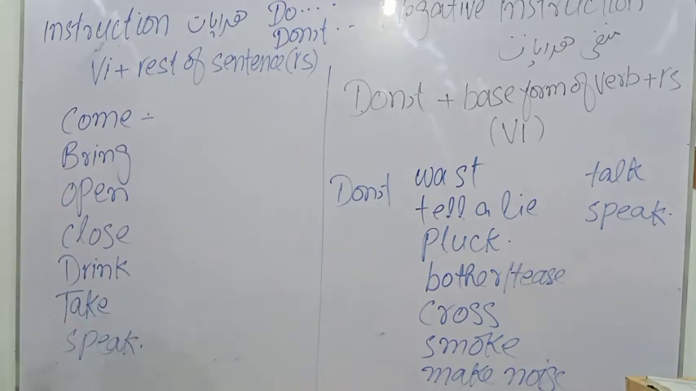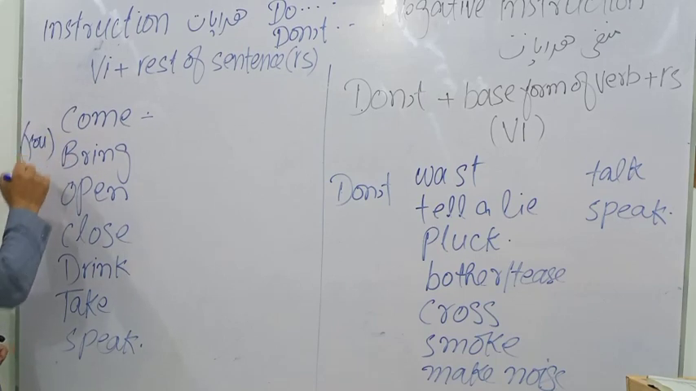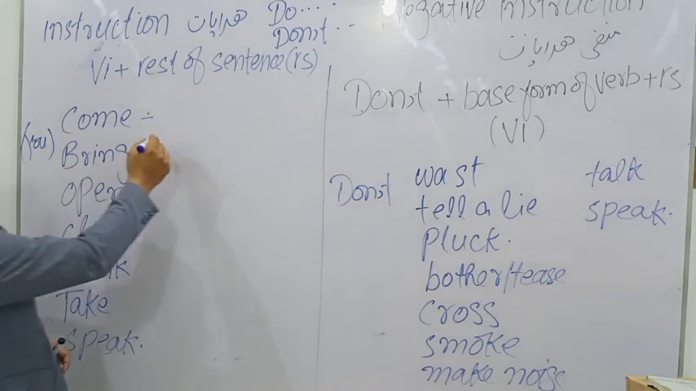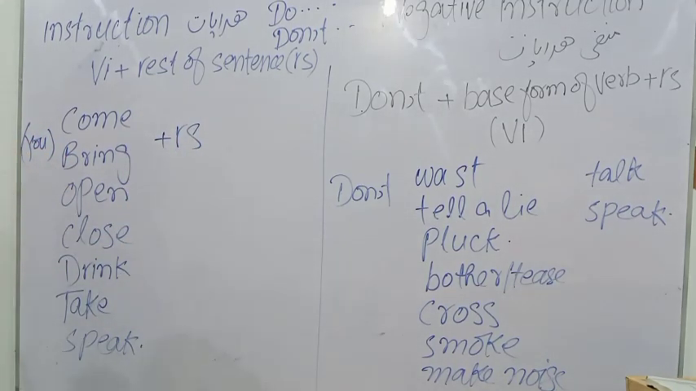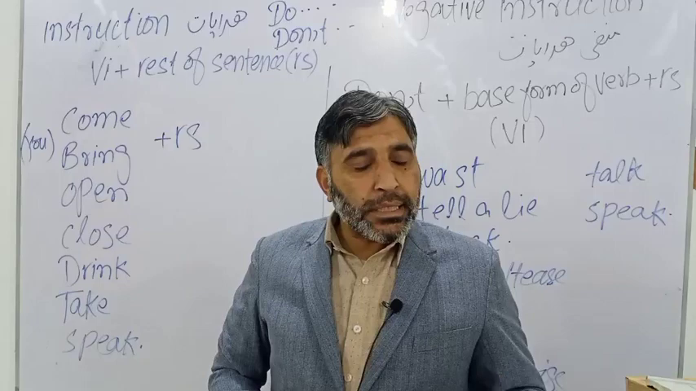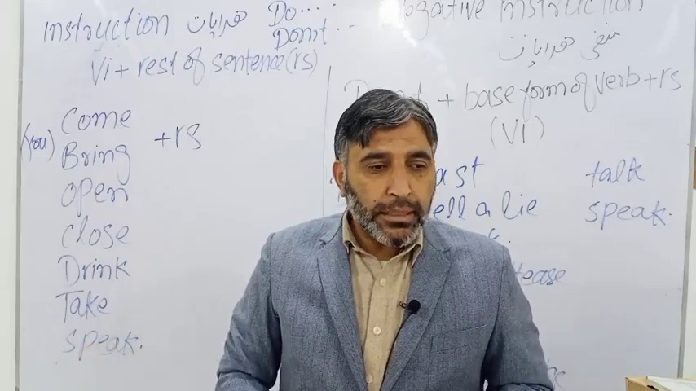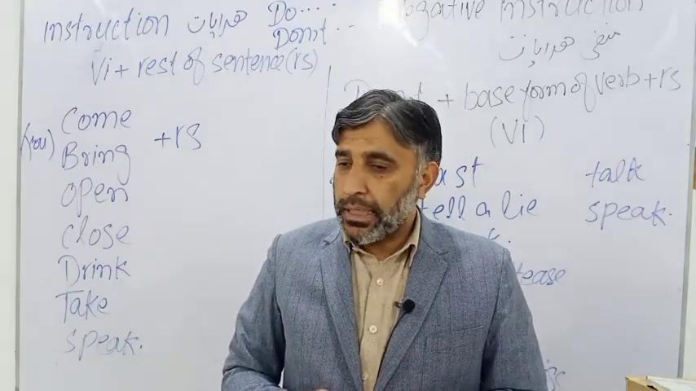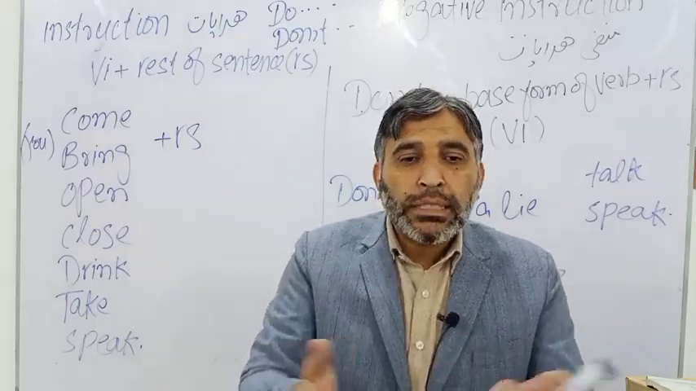Aur jab hum hidayat, when we are talking about instruction, so you is understood. You is understood, then we don't use you. But we directly begin from the verb. And after the verb, there is the rest of the sentence. Baqimanda jumla hota hai after verb. But you is understood. Kyunki hum agar kisi ko kisi kaam ke karne ya na karne ke bare mein kehte hain, so the person must be in front of us. If someone is not here and this room is suppose empty, no one is here, and I say bring me a glass of water, so that is an action of a crazy person or a mad person, because we give instruction to someone who is in front of us.